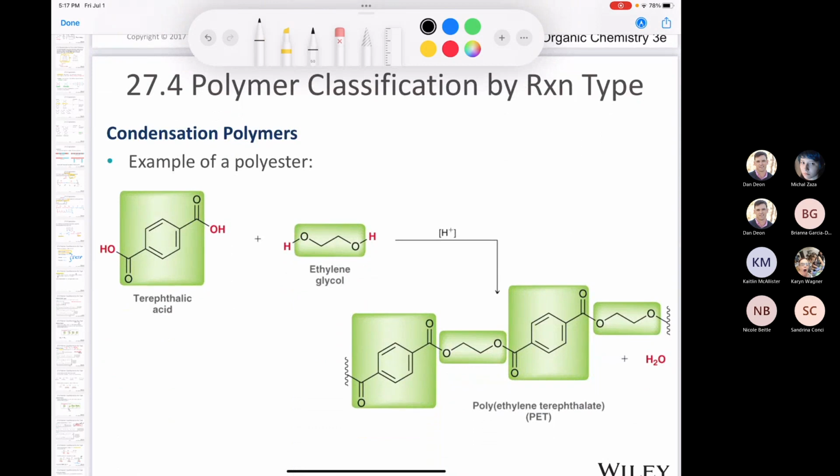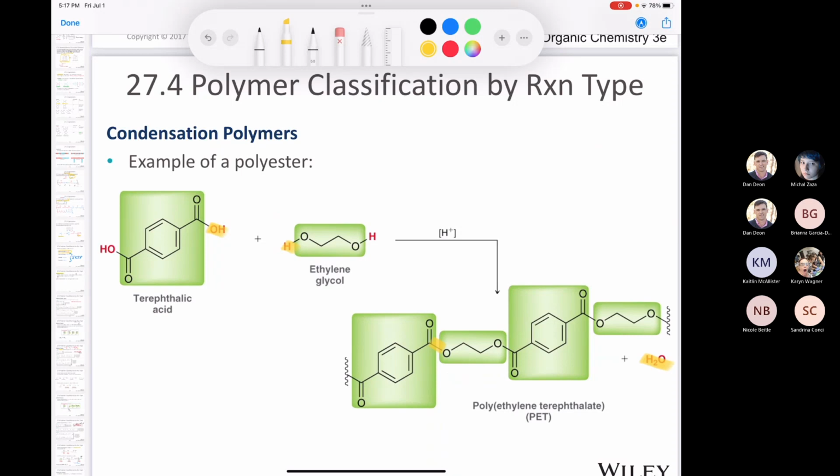Here's a specific example. This is the synthesis of a polymer called polyethylene terephthalate. So it's made from terephthalic acid, this acid here, and ethylene glycol, which is a major component found in antifreeze. And you see what's going on here is that you have this carboxyl reacting with this hydroxyl. You lose water, okay? And then you form an ester bond right here.